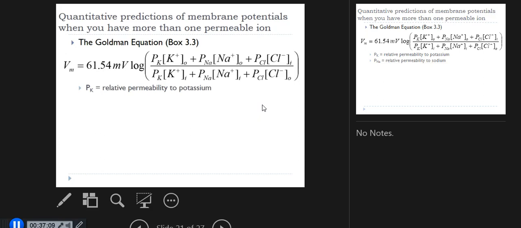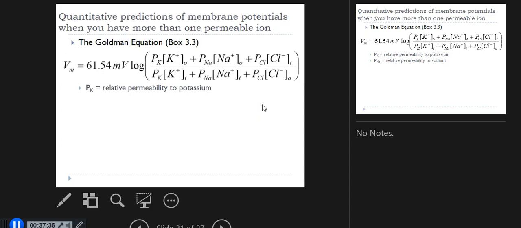It's saying that the membrane potential, the actual membrane potential of a cell, because we're not calculating equilibrium potentials anymore, we're calculating the actual membrane potential of a neuron, will be equal to 61.54 millivolts. That's that same constant we saw before. We're not worrying about charge because we're dealing with more than one ion. So it's 61.54 millivolts times the logarithm of this big thing.